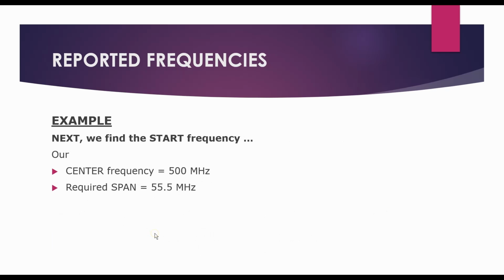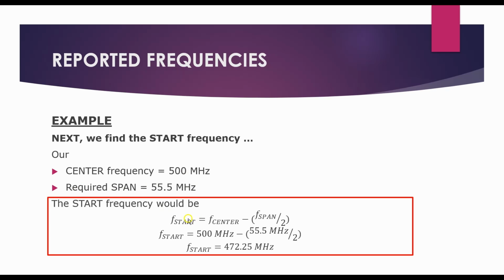Next, we find the start frequency. Well, we know the center frequency is 500 megahertz because that's where we're at. And the required span we just calculated at 55.5 megahertz. So the start frequency is equal to the center frequency minus half of the span, or 500 megahertz minus 55.5 over 2, which gives us 472.25 megahertz.